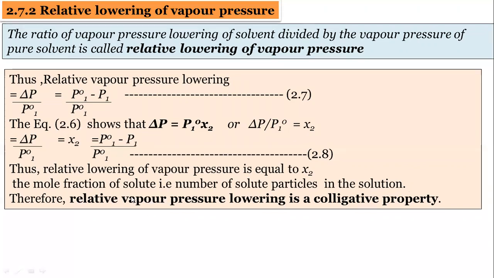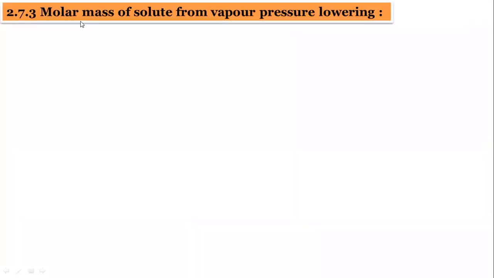So this sentence is very important. We have to write this sentence. If you don't write this sentence, you will lose your half mark, because this X2 is important, and we have to write what this X2 is. So relative lowering of vapor pressure is a colligative property because it depends upon the number of solute particles and not the nature of solute particles. Then I'm coming to the next expression, which is asked for 2 marks: derive the relation for the molar mass of a solute from vapor pressure lowering.